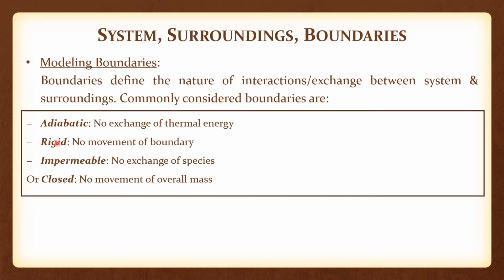Another common boundary that is considered is a rigid boundary, which means the boundary itself cannot move, it cannot displace, it is fixed in place. The third one is an impermeable boundary, which means no material can pass through it, and therefore this boundary will not allow for exchange of species between system and surroundings. Sometimes you also have closed boundaries, which allow for no movement of overall mass. Then you are talking about an impermeable boundary. This allows for no exchange of specific species, any individual species. These two seem to be very similar to each other. We will see why we have to define these two separately.